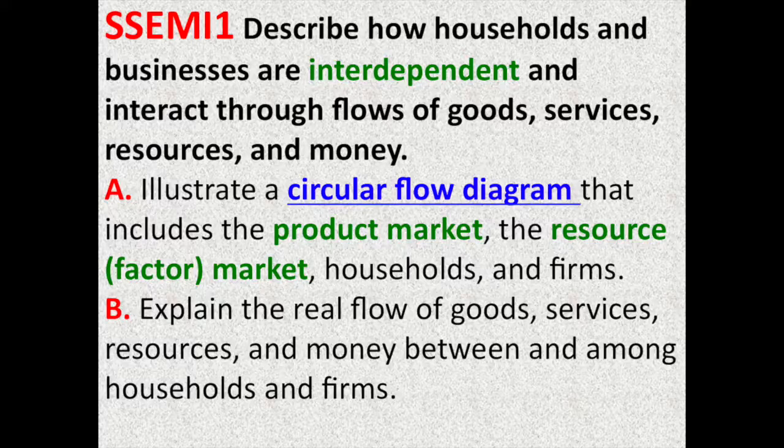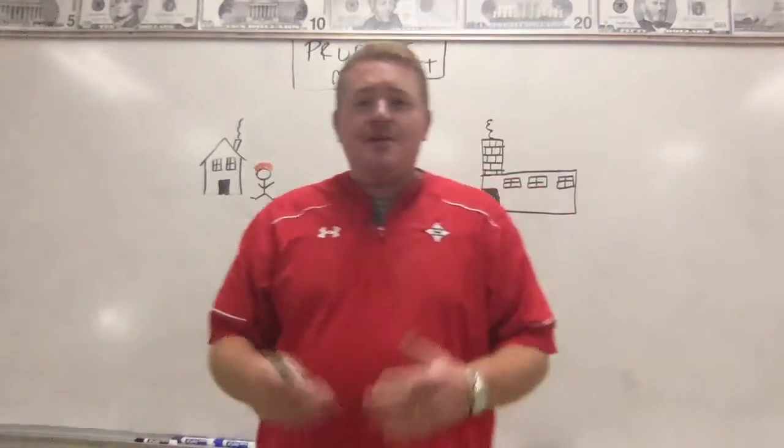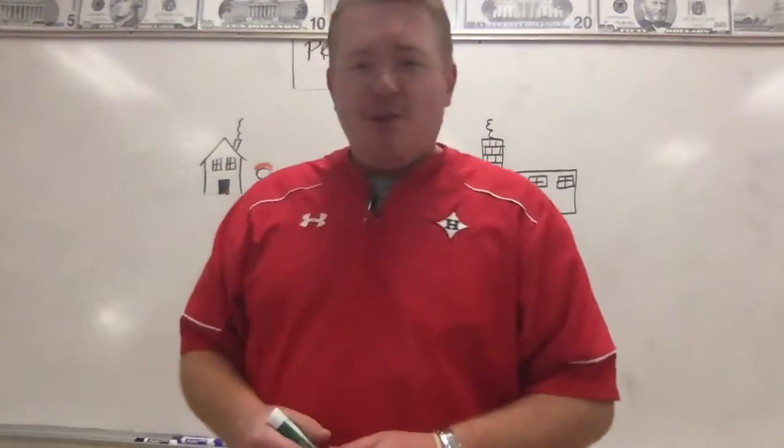And then we have to explain the real flow of goods, services, resources, and money between and among households and firms. I want you to make sure that you see that term, that households and businesses are interdependent. That means we rely on each other. Businesses need households, but households need businesses as well. Then we interact within markets so that we all get what we want or need. So one of those standards says that we have to talk about something known as the circular flow model.